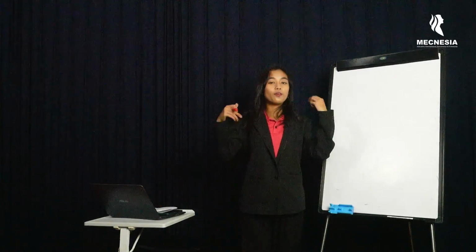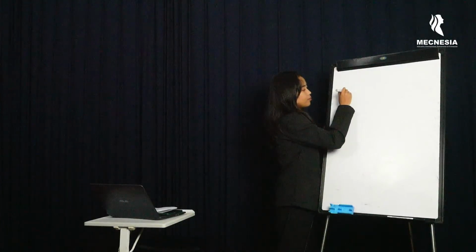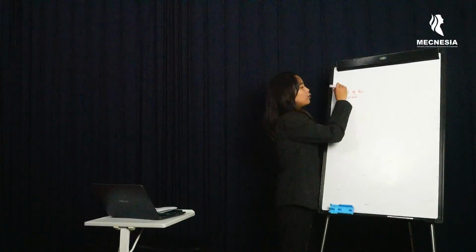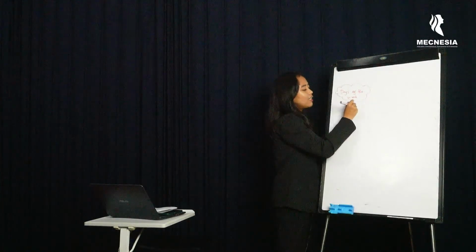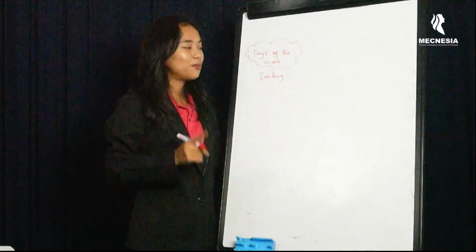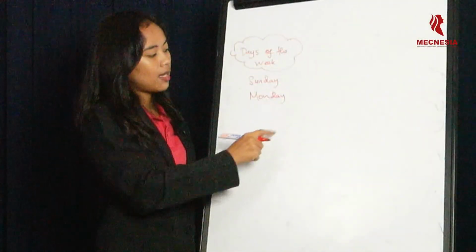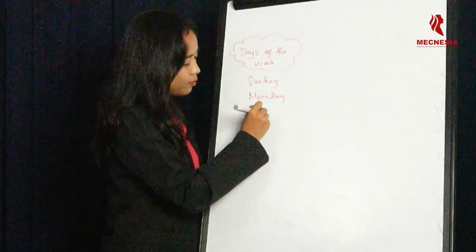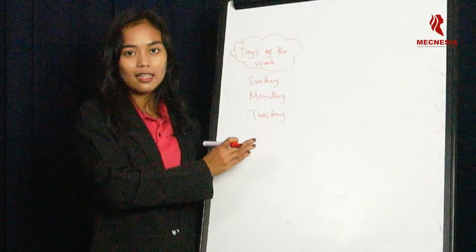So, on our previous meeting, di pertemuan kita sebelumnya, we already talked about days. So, there are 7 days of the week. Ada 7 hari dalam satu minggu. So, the first one is Sunday. Sunday, minggu. And then Monday, Monday. Senin. Tuesday, Tuesday. Selasa.